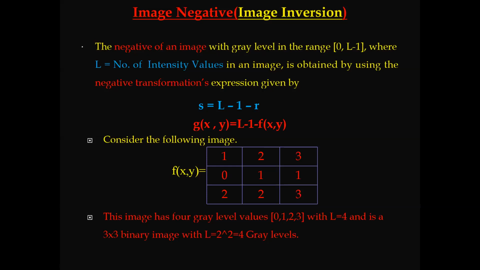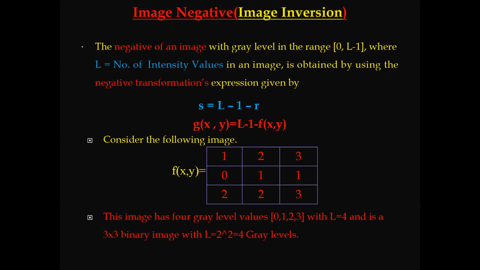If it is 3, we have a gray level range of 0 to L minus 1. 3 will be present from 0 to 3. 0 to 3 is nothing but 4 levels. 4 levels means 2 power 2, which is a 2-bit image. So L equals 2 power 2, which is equal to 4. L equal to 4 means the range will be 0 to 4 minus 1, which means 0, 1, 2, 3. So with this image, we can easily identify the value of L as 4.